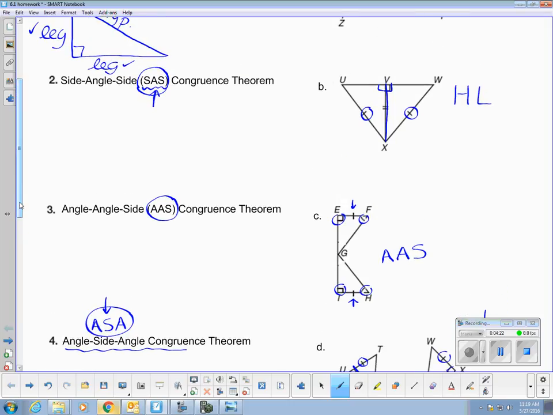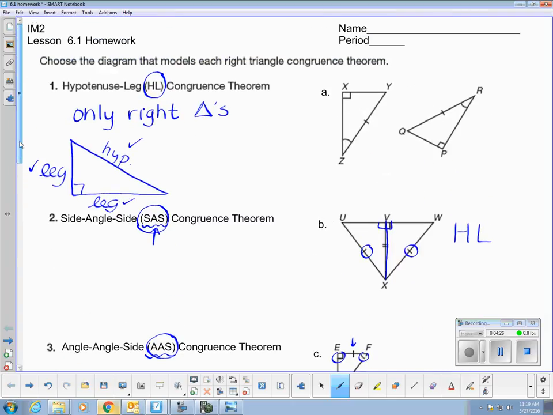So the last one is angle, angle, side. So we notice in A, we have angle, angle, side.